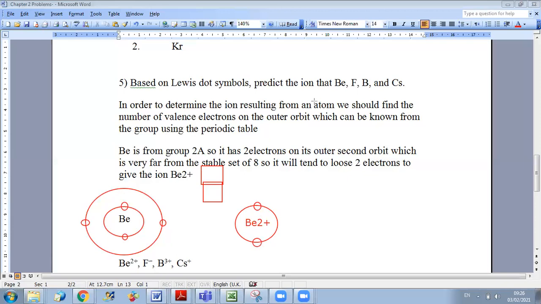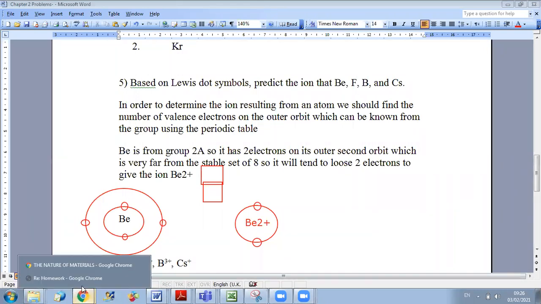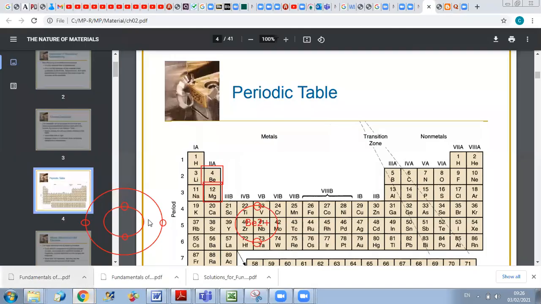Now, if we continue for the others, it's the same procedure, so we can just do it in a fast way. We have F, P, and Ts. If we go to the periodic table, if we have F, what will happen? What will be the resulting ion for F?